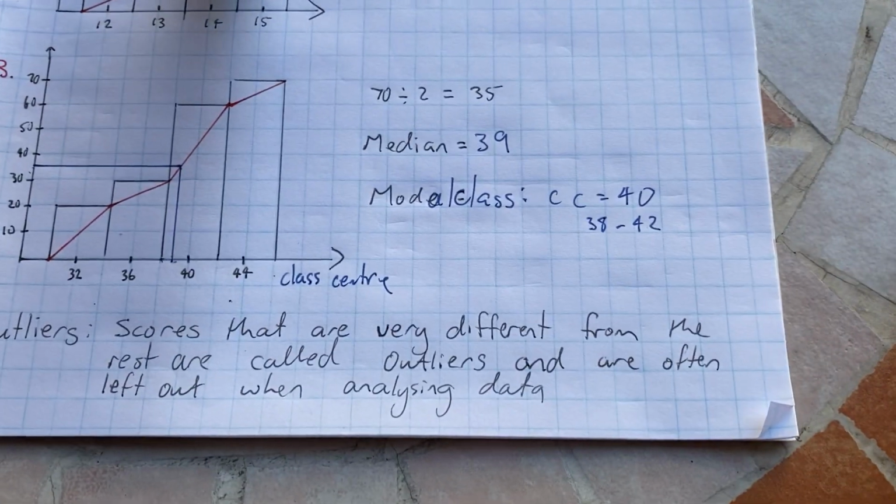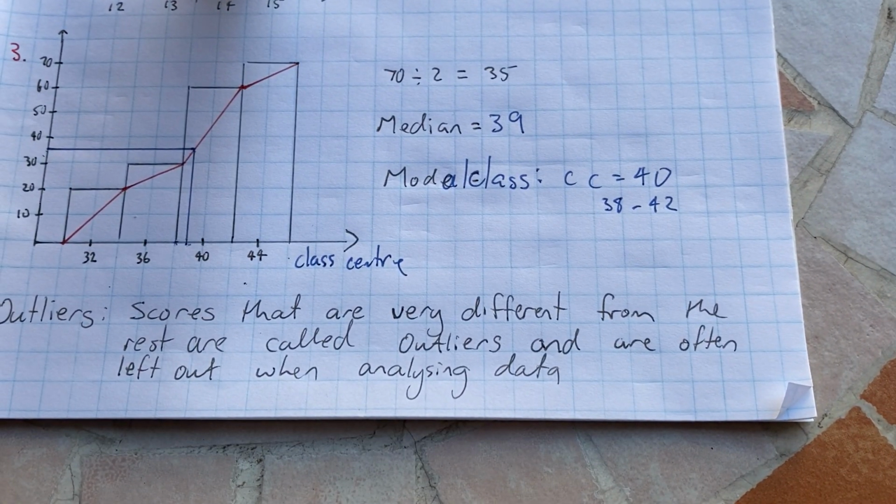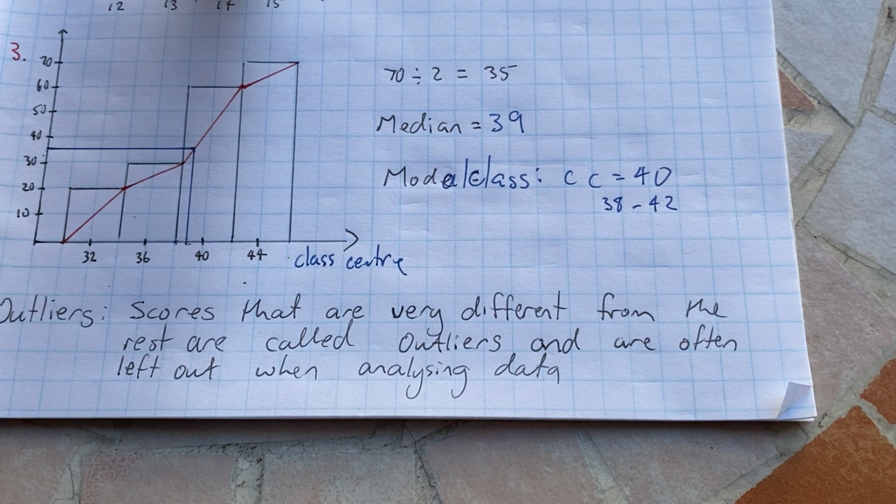And just a quick note about outliers. So an outlier is a score that's very different from the rest of them. And often we leave outliers out when we're analysing data, but the textbook will suggest when to do that.